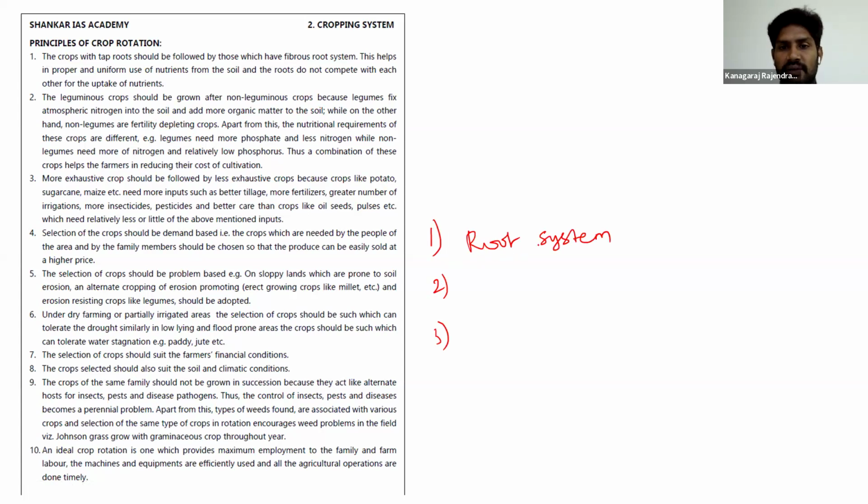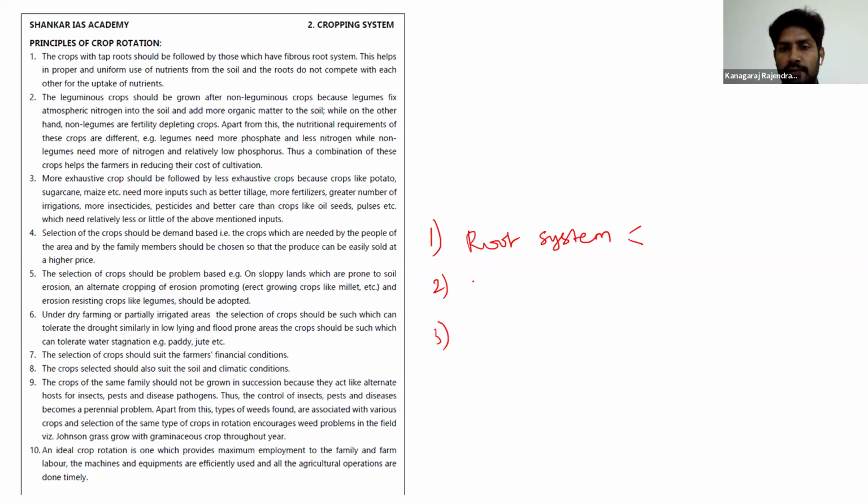So the tap roots and fibrous, okay, these are the important principles for the crop rotation. When growing crops, one crop should be tap root system, the next crop should be fibrous root system. So this rotation with the different root system. So we can mention only the root system. Based on that, we can recollect the entire points.